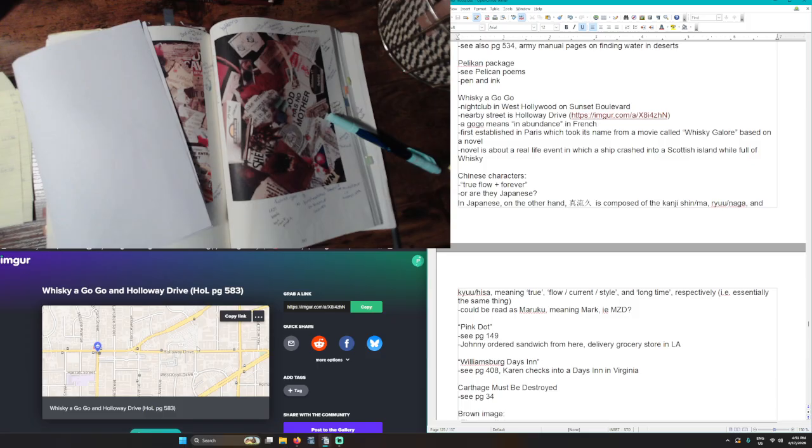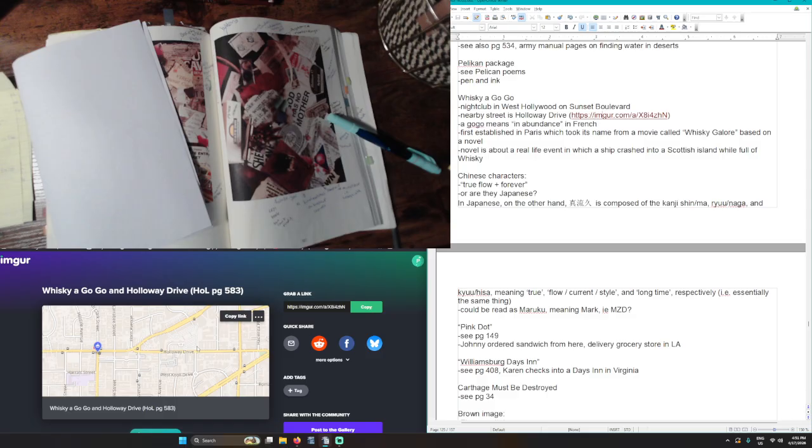It's a reference within a reference within a reference within a reference about a real event. So the Hollywood bar is named after a bar in Paris, which took its name from a movie called Whiskey Galore. That movie is based on a novel, and the novel was based on a real-life event about a ship crashing into a Scottish island while it was full of whiskey.